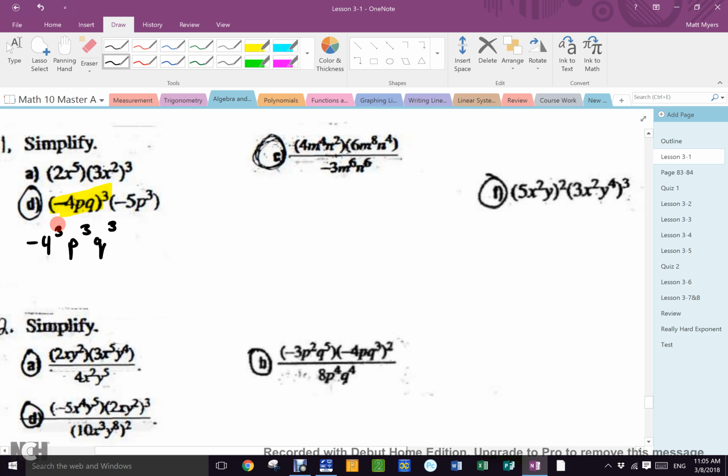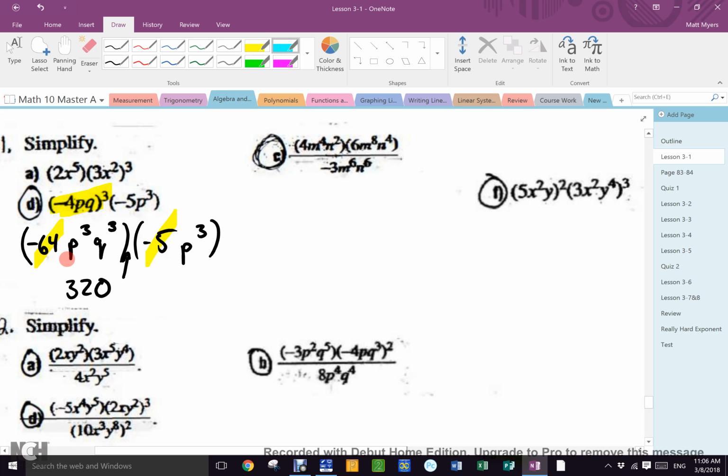No, that would be 4 times 3. 4 times 4 times 4. 4 times 4 is 16. 16 times 4 is? It is negative 64. So there I have negative 64. And that is going to multiply by negative 5p cubed. Numbers with numbers. So what do I do with negative 64 and negative 5? What math is happening right there? Multiply. So what do I do with negative 64 and negative 5? Multiply them. 320.